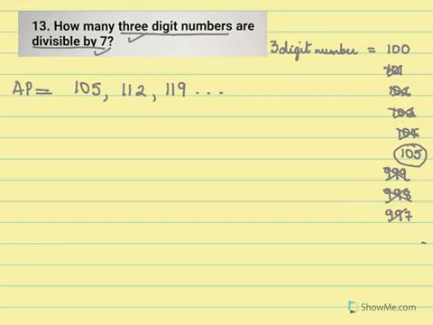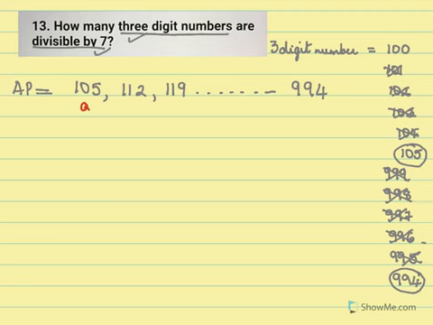997. Divide by 7. Not divisible. 996. Divide by 7. Not divisible. 995. Divide by 7. Not divisible. Then you come to 994 and you divide by 7. It is divisible. So the last number here is 994.